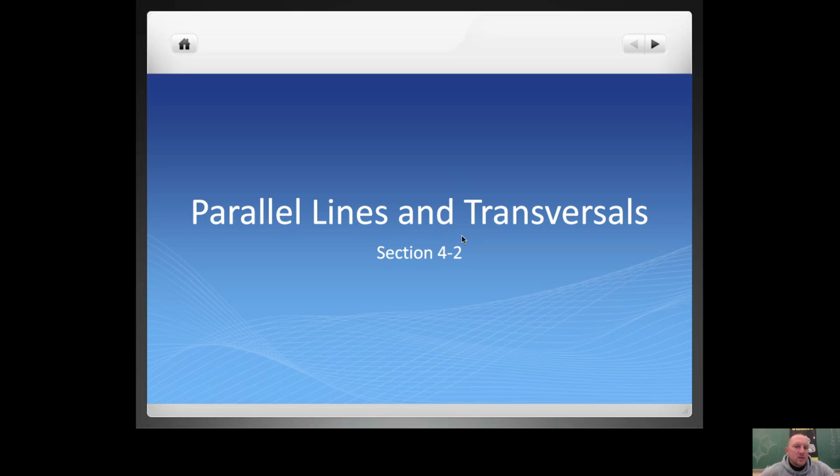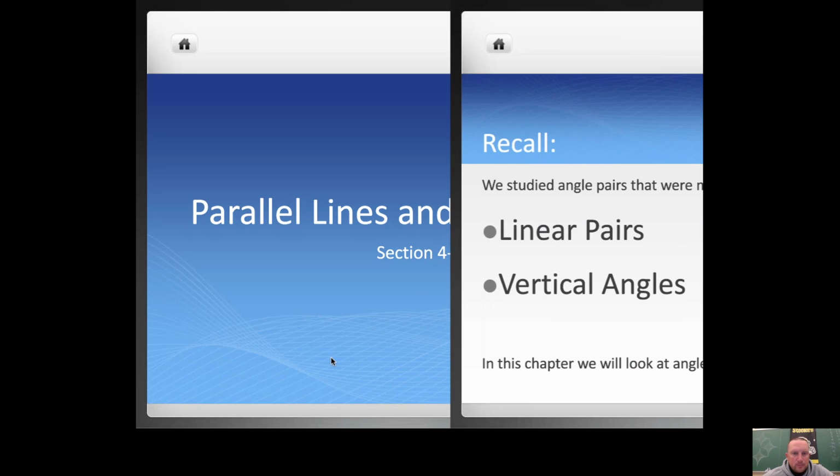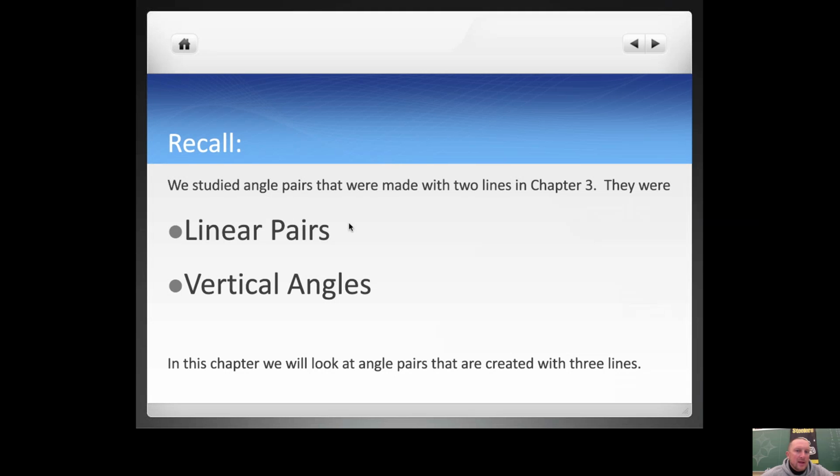This will be our lesson on section 4.2, parallel lines and transversals. We studied angle pairs that were made with two lines in chapter 3. They were linear pairs and vertical angles. I'm going to take a second and draw you an example of both of those.